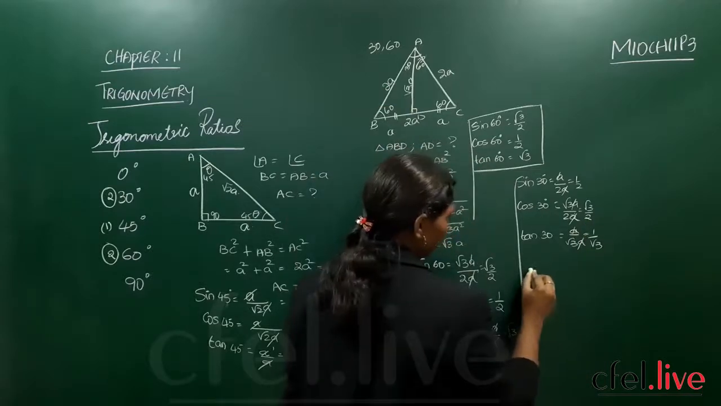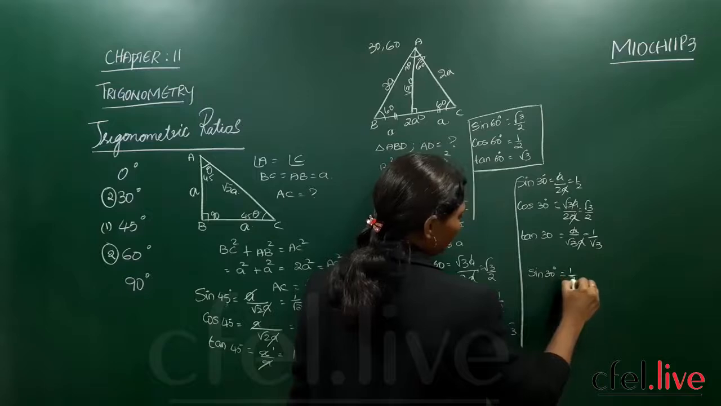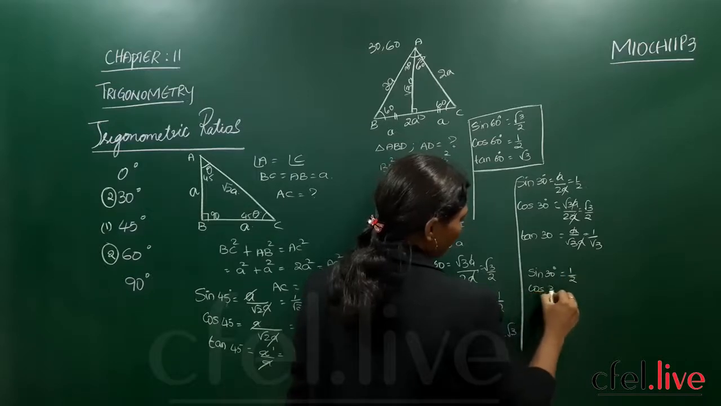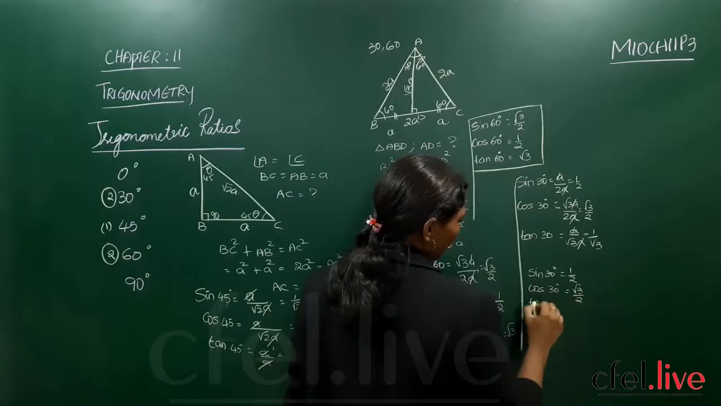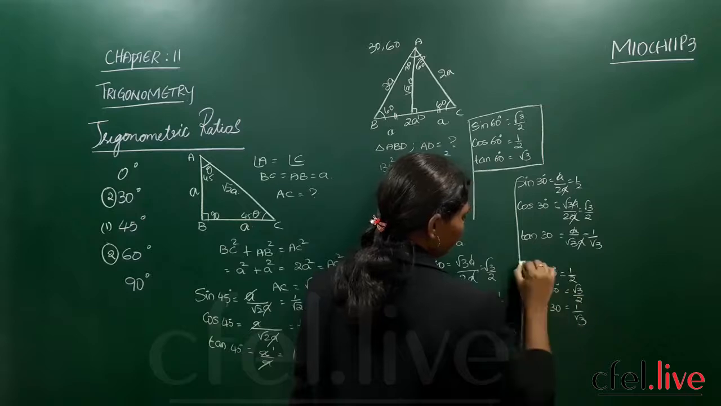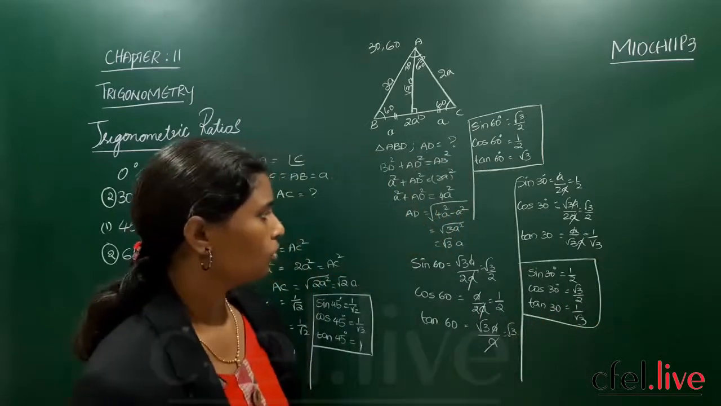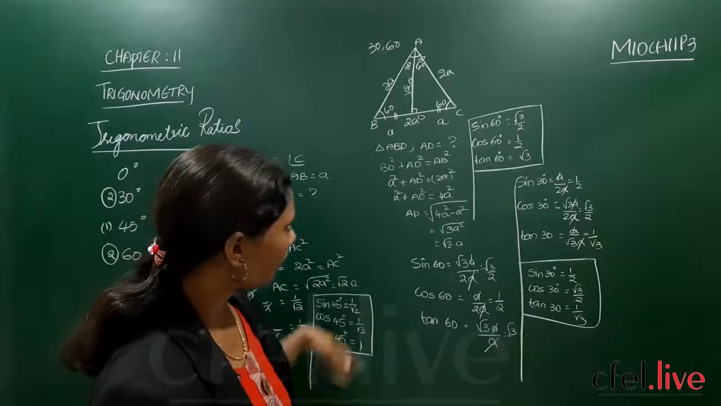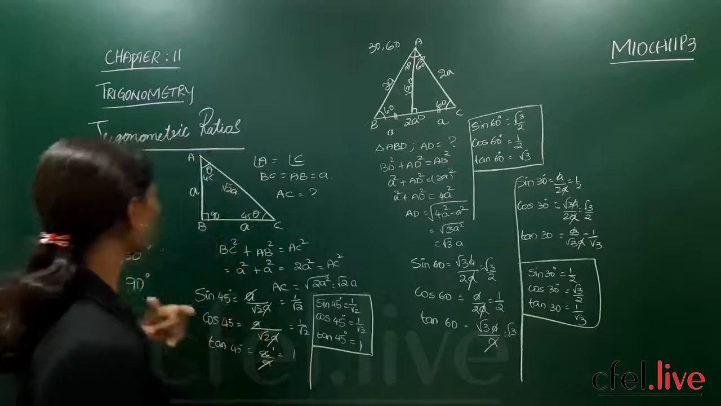So here I will write a separate box. Sine 30 degrees is equal to 1 by 2. Cos 30 degrees is equal to root 3 by 2. And tan 30 degrees is equal to 1 by root 3. Right? So is it clear? 45, 60, 30. Finished. Now what is left out?